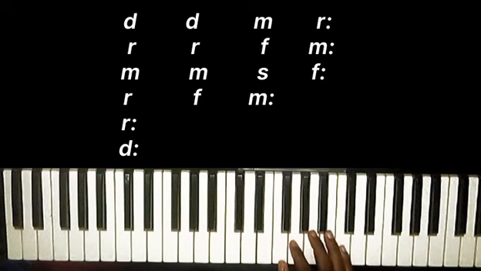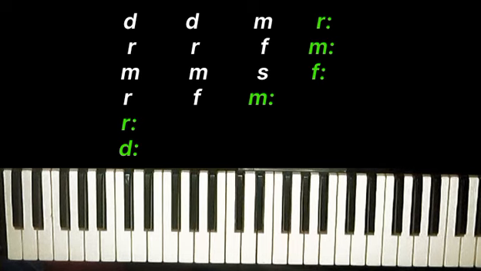If you can see on screen, I'm going to make the melody landing points in the melody of this song green in color. The melody lines that are green in color are the melody landing points in the melody of this song. So let's see how we come about the first melody landing point, which is re.